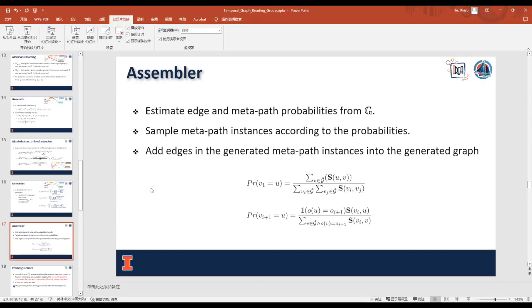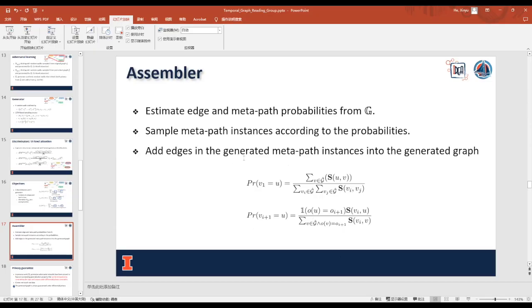Then we sample metapath instances based on the metapath probabilities, and according to the sampled metapath, we sample nodes one by one. This is expressed as the probability below: we first sample a starting node based on the H probabilities, and then we sample each node at the next step based on the next node type in the metapath, the previously sampled nodes, and the H probability.